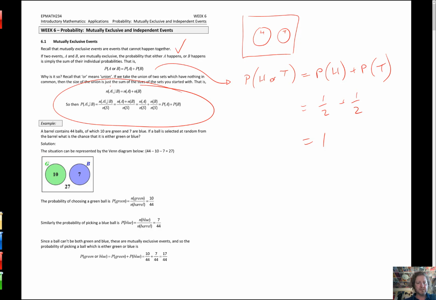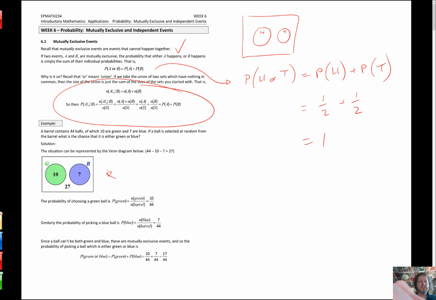Okay, firstly let's just look at what's happening. There's a barrel with 44 balls in it represented in this Venn diagram. 10 of them are green, 7 are blue, 27 are other. If a ball is selected at random from the barrel, what is the chance it is either green or blue? So the events we're talking about is it's green or it's blue. And there's no overlap. I can't pick out a ball that's both green and blue. They're single color balls. It's green or blue, no overlap.